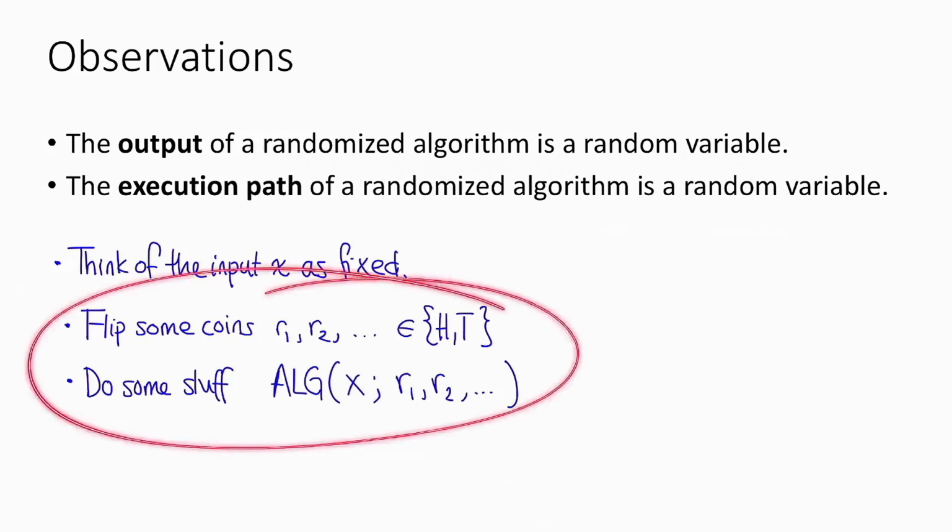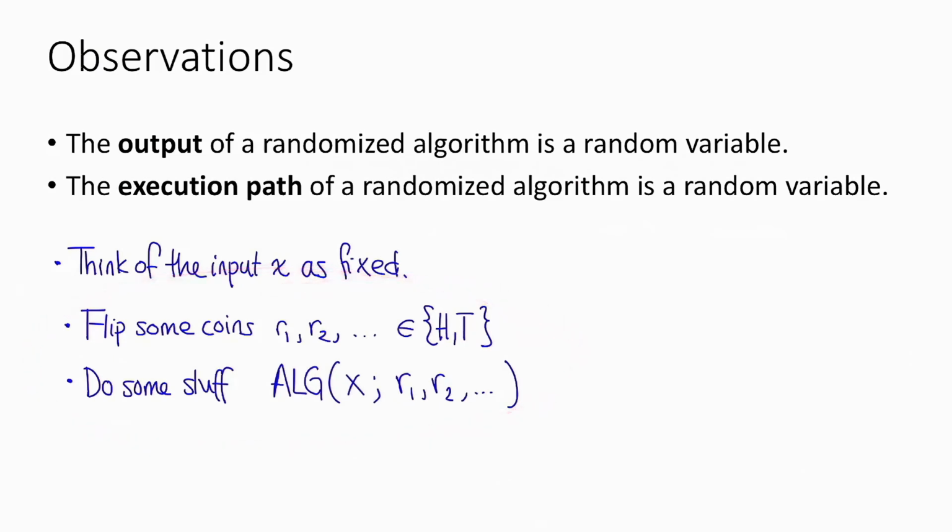Notice that with this way of looking at it, we can imagine that the algorithm flips all of the coins up front, or it can flip them kind of as it goes along. Formally, it doesn't really matter. All we're interested in is this function of the input and our random coins. After our algorithm flips its coins and does some stuff, it's going to output an answer. And formally, that's going to be the output of this function. So what these observations are saying is that both the output of this function and the stuff that it does are random variables, meaning that they are functions of these r_i's, and those things are random.